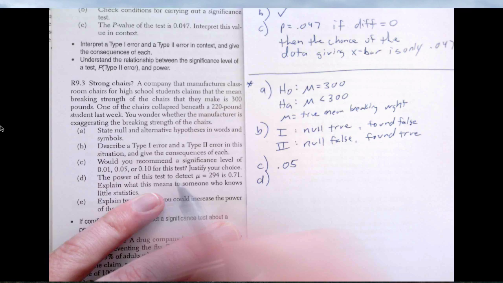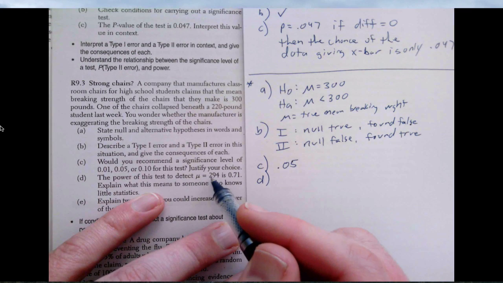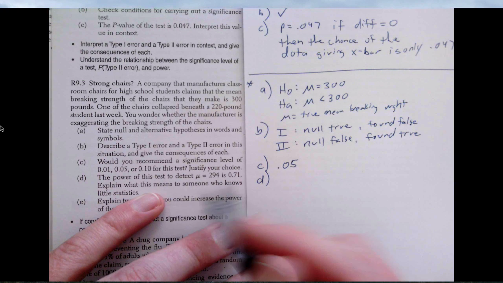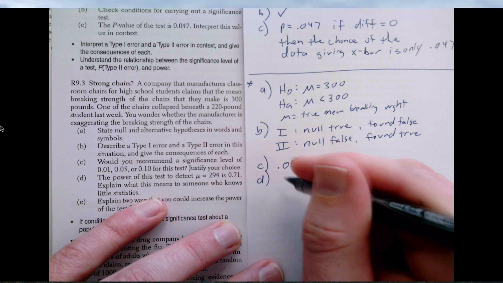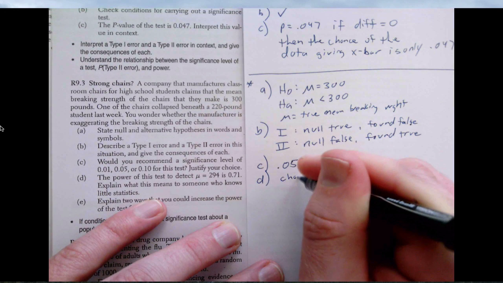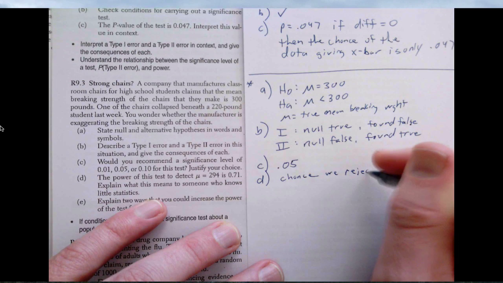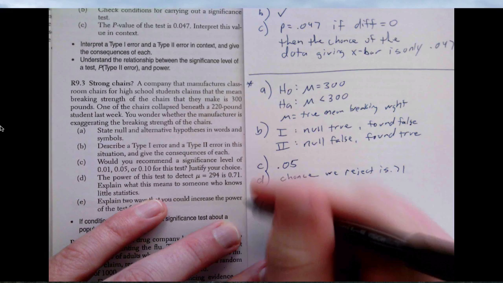The power of the test to detect the mean of 297 or 294 is 0.71. Explain what this means to someone who knows little statistics. So the chance that we reject is 0.71. Power is the chance that we reject a bad null.